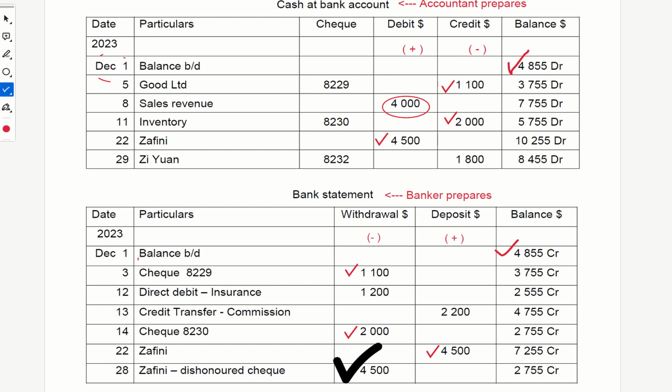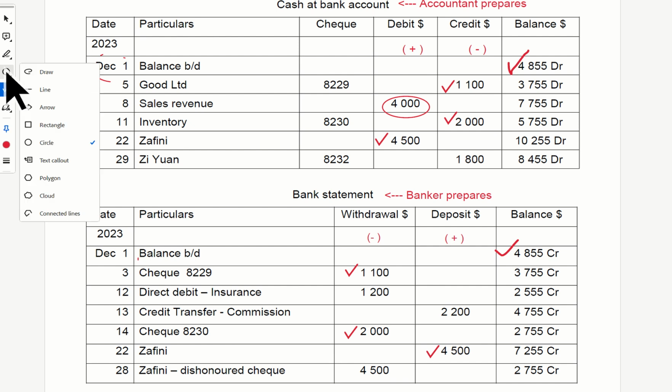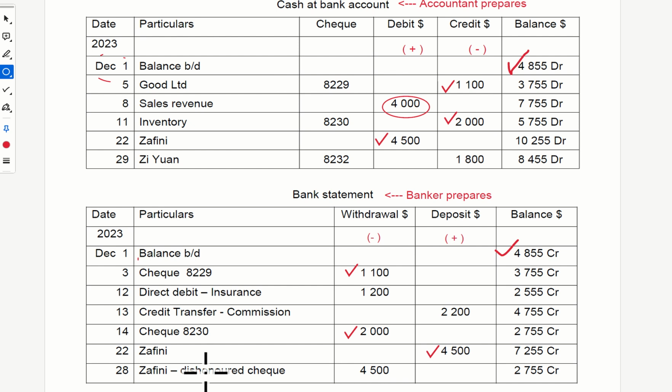Okay, so since this one in the withdrawal column is not reflected in the cash at bank account, what has happened here? Oh, actually, you notice that it's a dishonored check. Zafini paid, but after that, for whatever reason, maybe she doesn't have enough money in her bank account, her check was dishonored. So you should circle this amount. It wasn't reflected in the cash at bank account. The accountant probably doesn't know about it.